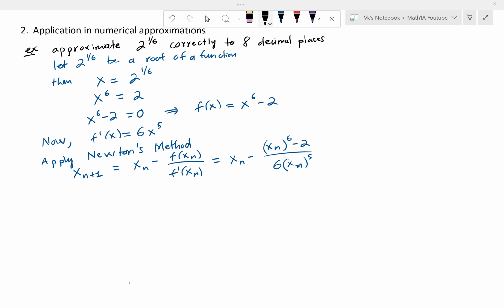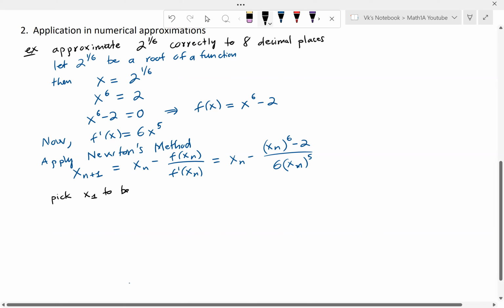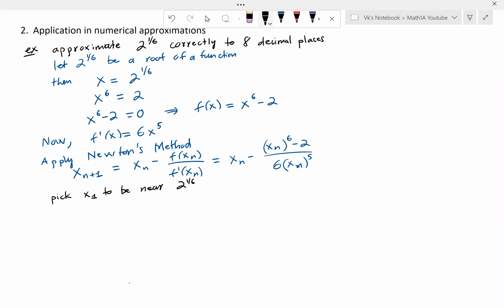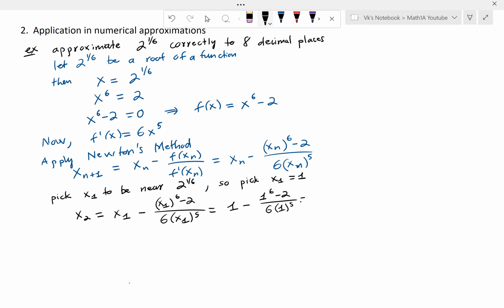Well, 2 to the power 1 over 6 is near 1, so we're going to pick x sub 1 to be around 1. So pick x sub 1 to be 1. Now we're going to run through the Newton approximation. x sub 2 is going to be x sub 1 minus x sub 1 to the power 6 minus 2 over 6 x sub 1 to the power 5, which is 1 minus 1 to the power 6 minus 2 over 6 times 1 to the power 5.